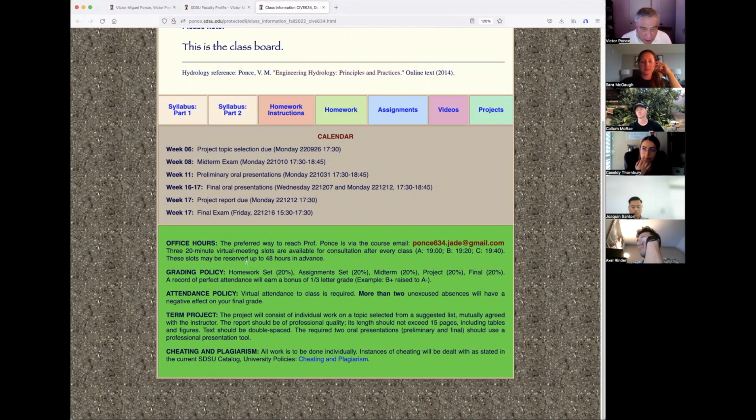Grading policy. We have a homework set, 20%, assignment set, 20%, midterm, project, and final. Everything is 20%. So there's 5 grades that you're going to have at the end. And this is very important. It says a record of perfect attendance will earn a bonus of 1/3 letter grade.